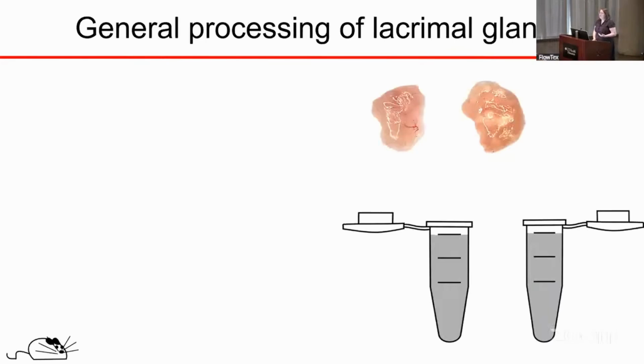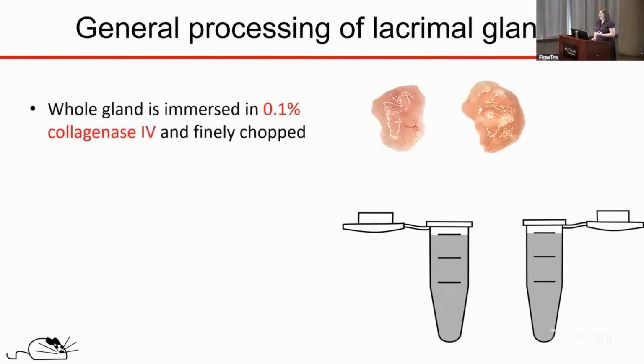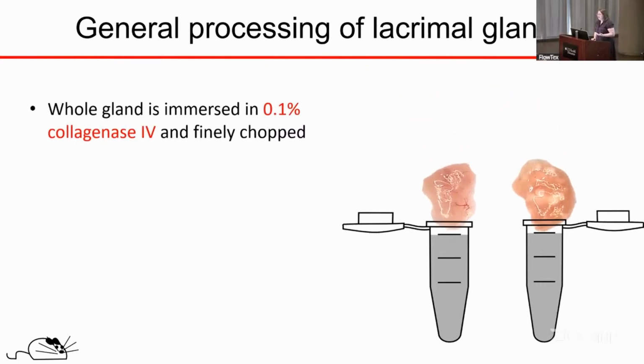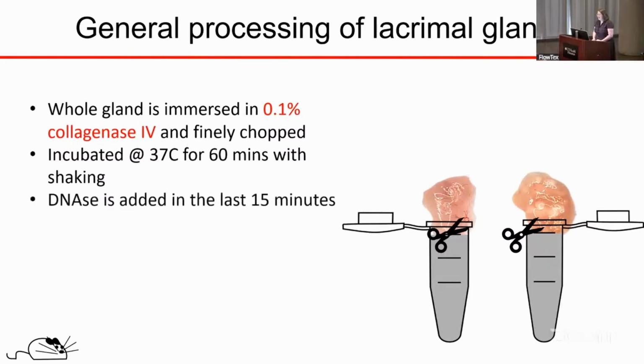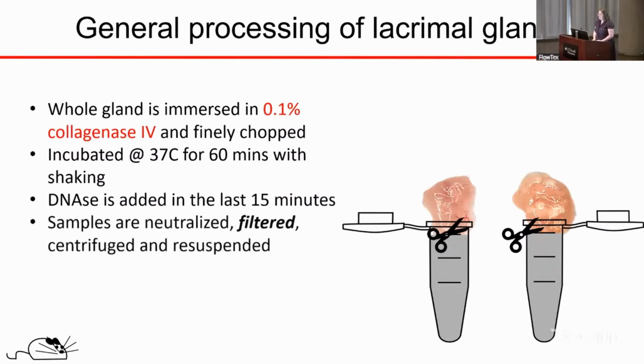So when we're processing lacrimal glands, the key thing here is that we use something called collagenase 4 in a very small solution. We excise them from the mouse and incubate them after they've been finely chopped for 60 minutes, shaking at 37C. In the last 15 minutes, we add DNase, and all these steps combined ensure that those glands are no longer sticky. The samples are then neutralized, filtered, centrifuged, and resuspended for further processing.